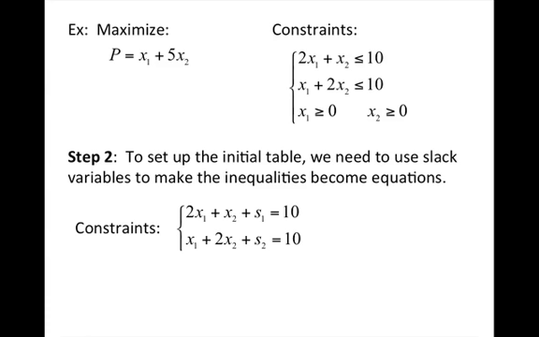Then my third equation comes from my objective function. I have p equals x sub 1 plus 5x sub 2. I move the x's over to the side with the p, and when I do this, they both change signs. So I have p minus x sub 1 minus 5x sub 2 equals 0. On the quizzes and the test, you're sometimes going to be asked for the equations. These are the equations you need to list exactly like this.